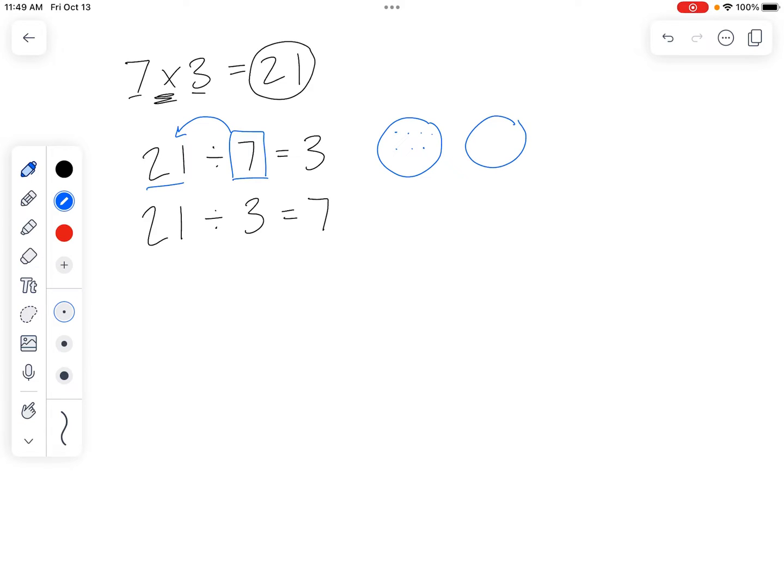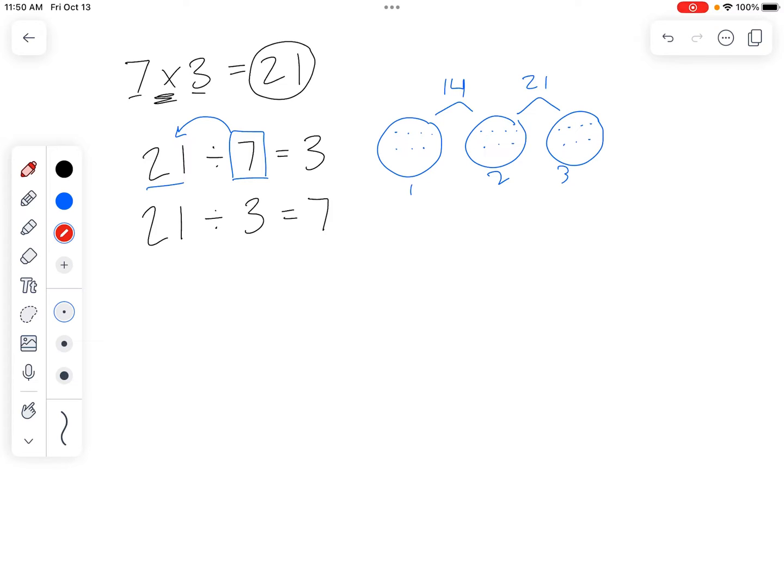Here's another group of 7. 1, 2, 3, 4, 5, 6, 7. That gets me up to 14. And another 1, 2, 3, 4, 5, 6, 7. That would get me up to 21. Now how many groups of 7? That's 3. 1, 2, 3. The opposite would be 21 divided by 3 equals 7.